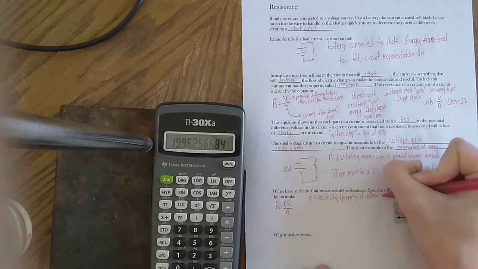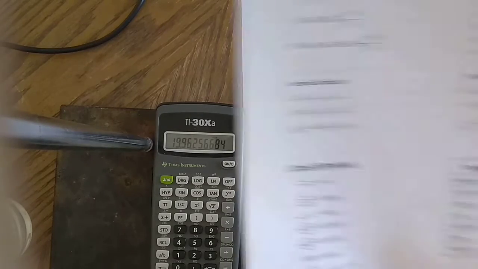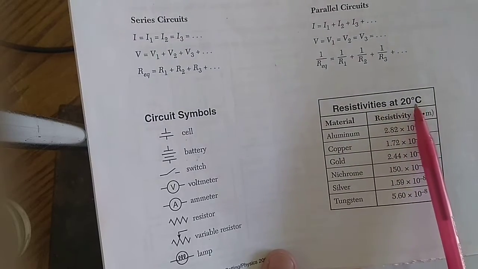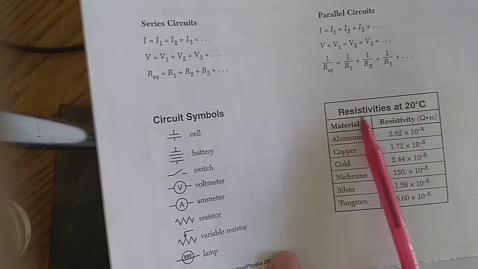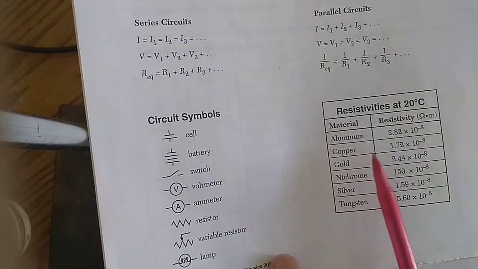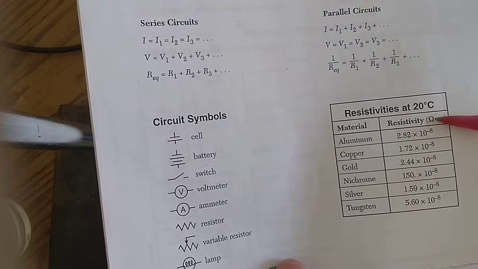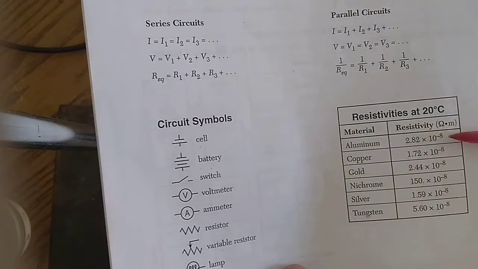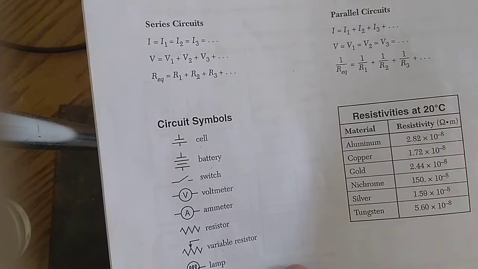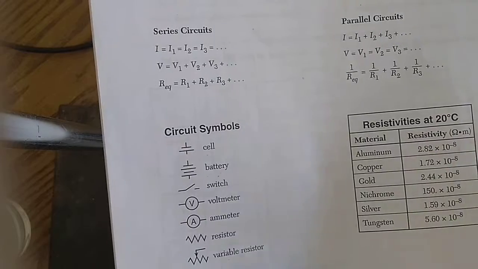different metals. You'll notice that the table right here says resistivities at 20 degrees Celsius. The 20 degrees Celsius is actually very important. This tells you the rho at 20 degrees Celsius for different materials: aluminum, copper, gold, nichrome, silver, tungsten. Resistivity is given in units of ohms times meters. You can tell these numbers are very, very low. One of them, however, is much bigger than the others. Nichrome is much bigger than the others. The other ones are very low.